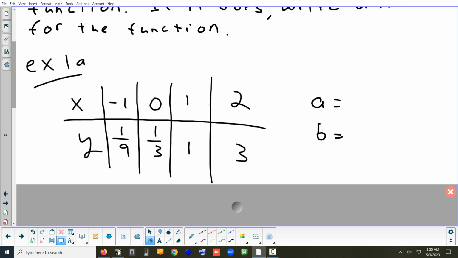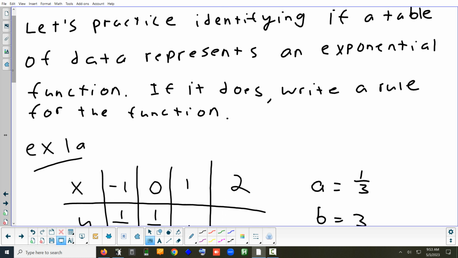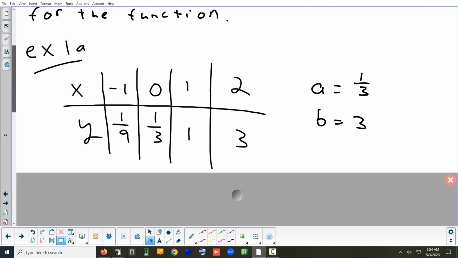Yeah, that's my B. So B is 3. And what's my A value? Yep. A value is 1/3. So it says if it is an exponential function, write the rule for it. Okay, write the formula. So what would be my formula for this one? Actually, we got a line down below. We can write it on where it says rule for function. But what is the formula before we get to that line?